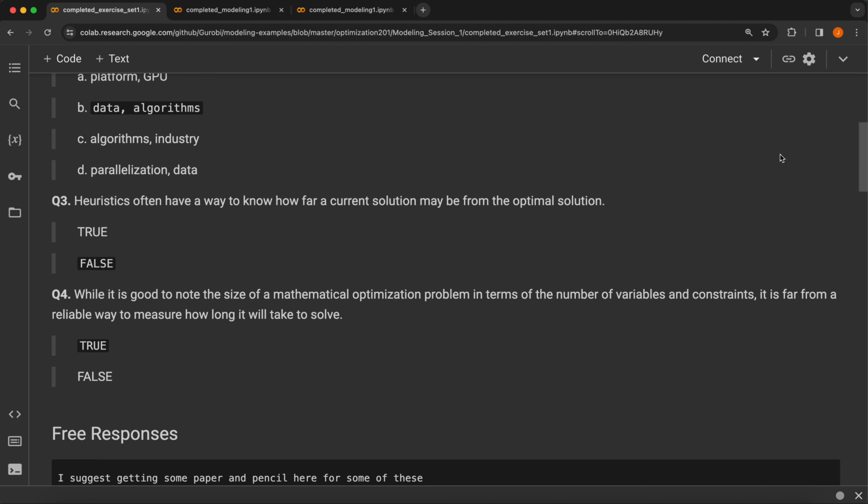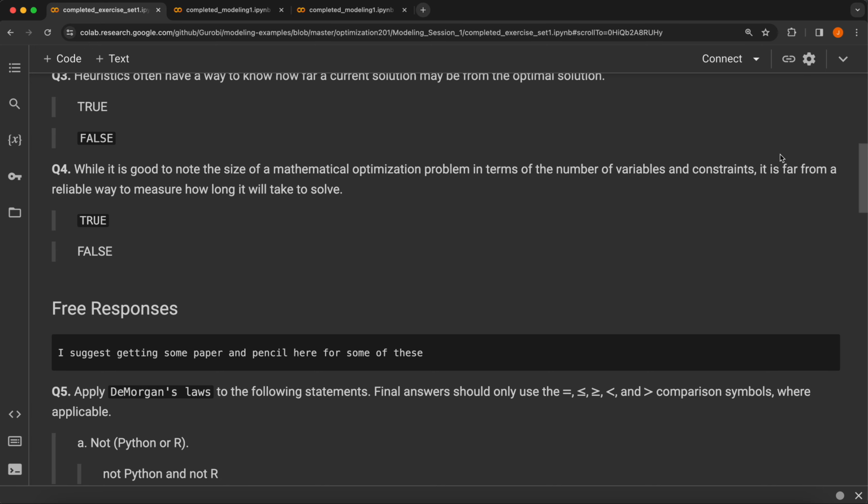Let's see. So, on to question 4. While it is good to note the size of a mathematical optimization problem in terms of the number of variables and constraints, it is far from a reliable way to measure how long it will take to solve, and that is true.